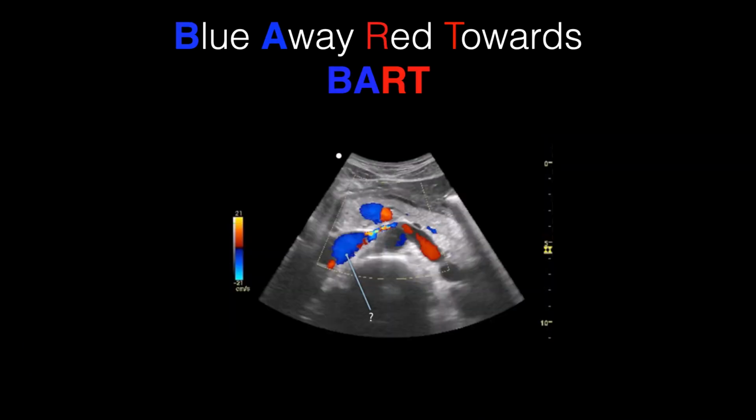So one thing to be aware of when you're doing color Doppler is remembering BART, blue away and red towards. So blood that's going away from the probe is blue, and blood that's flowing towards the probe is going to be red. So here you can see the splenic vein. The blood is flowing up towards the probe, hence it's red, and away from the probe, hence it's blue.